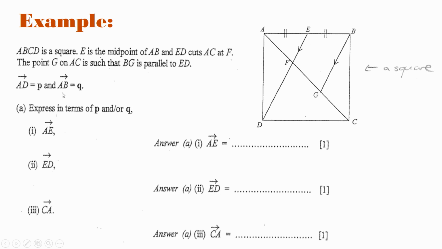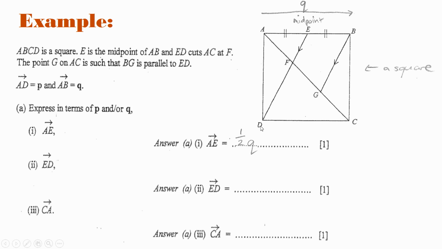So express in terms of P and or Q, AE. AE is this one here. And what did they say? Notice that E is a midpoint. So what did they say AB was again? That's right, they said AB equals Q. So you might want to mark that in there, AB is Q. And they said that E is the midpoint between that one. So AE, of course, must just be something easy. It's a half Q, because it's halfway across. ED, where's ED? ED is here. And we know that AB is Q and that AD is P.